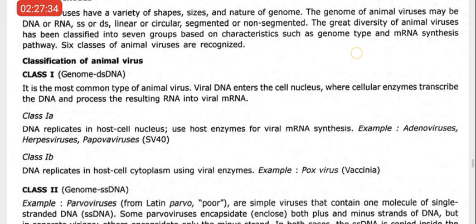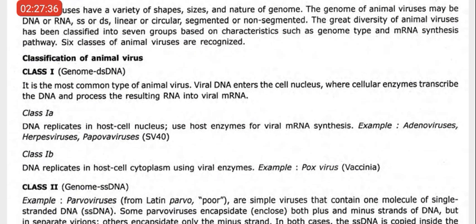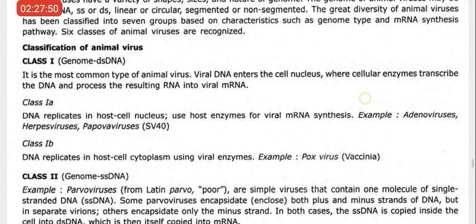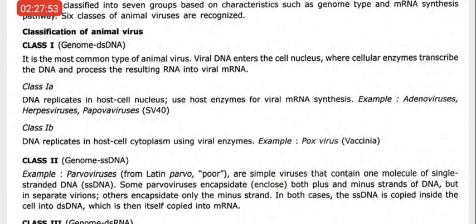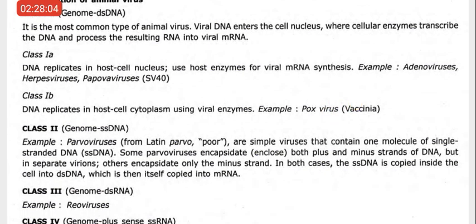Classification of animal viruses. Class 1: genome dsDNA. It is the most common type of animal virus. Viral DNA enters the cell nucleus where cellular enzymes transcribe the DNA and process the resulting RNA into viral mRNA. Class 1A: DNA replicates in the host cell nucleus and uses host enzymes for viral mRNA synthesis, for example adenovirus, herpes virus, papovavirus, SV40. Class 1B: DNA replicates in the host cell cytoplasm using viral enzymes.